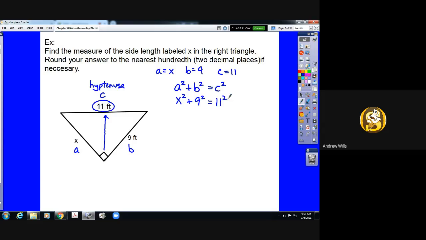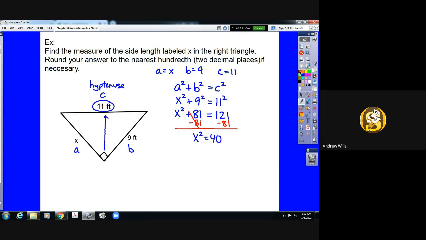Now this is different because the variable is not by itself. So when we go to solve this, 9 squared is 81. 9 times 9 is 81. And 11 squared is 121. 11 times 11 is 121. Now to solve this is not as simple of an equation as the last problem. We need to subtract 81 from each side, which would give us that x squared is equal to 40.